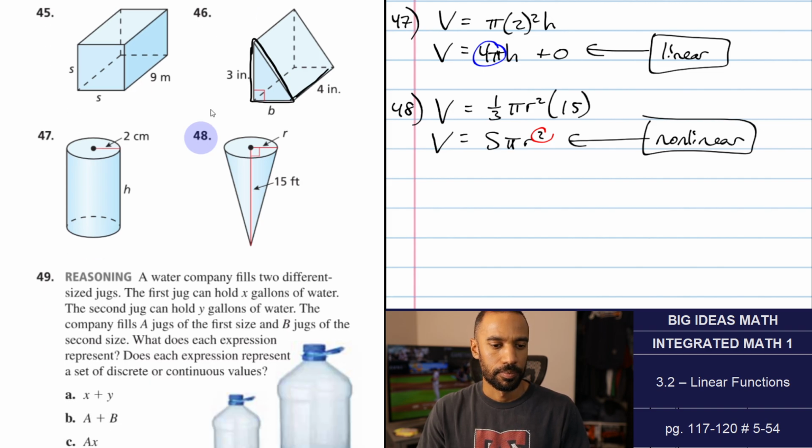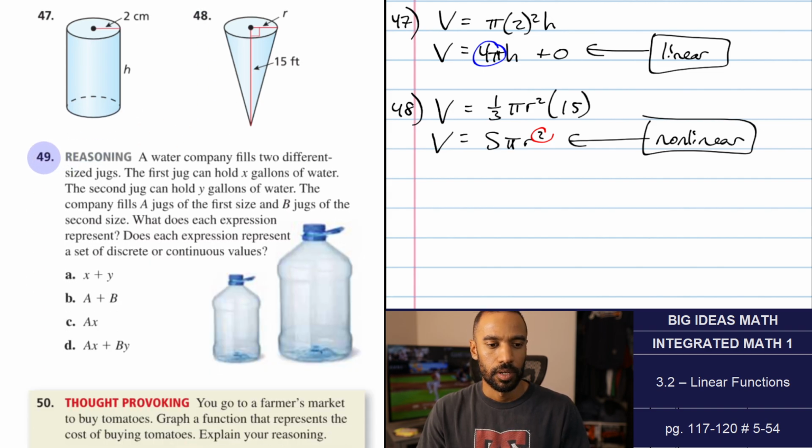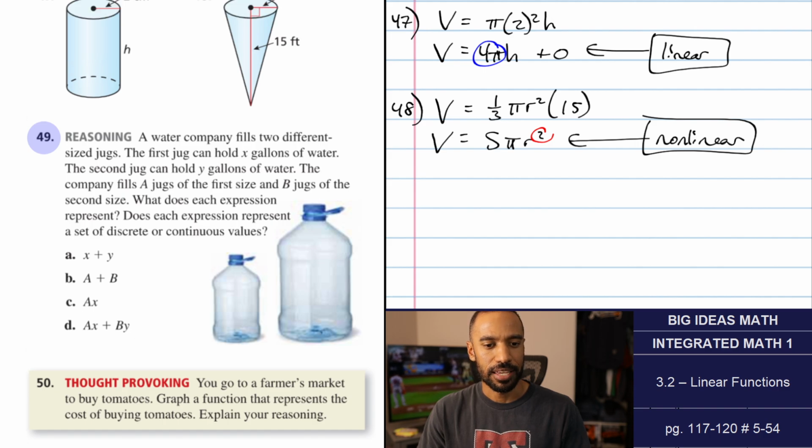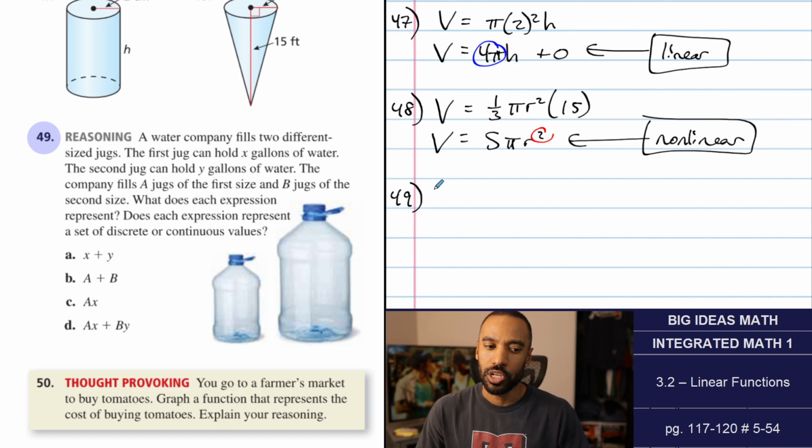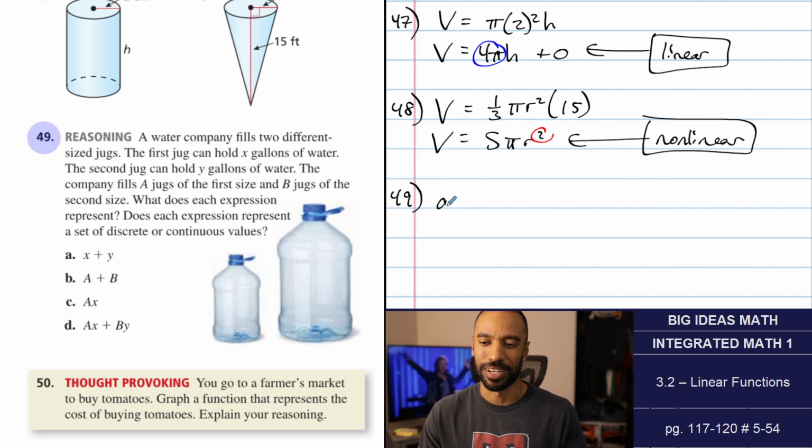Number 49. Reasoning. A water company fills 2 different sized jugs. The first jug can hold X gallons of water. The second jug can hold Y gallons of water. The company fills A jugs of the first size and B jugs of the second size. What does each expression represent? Does each expression represent a set of discrete or continuous values? I don't know if there's any of them that would be discrete. Oh, except for B. Okay, hold on. All right, so I gave something away.